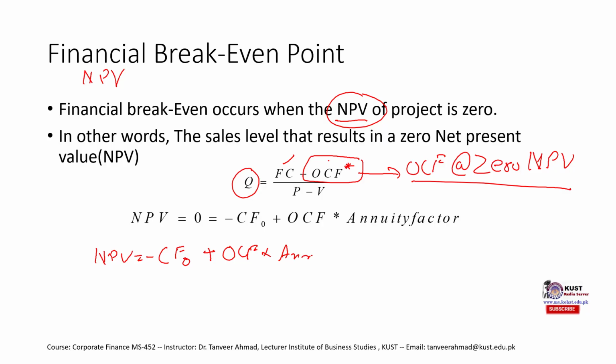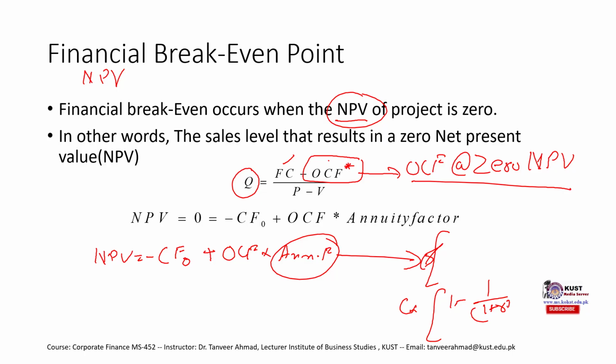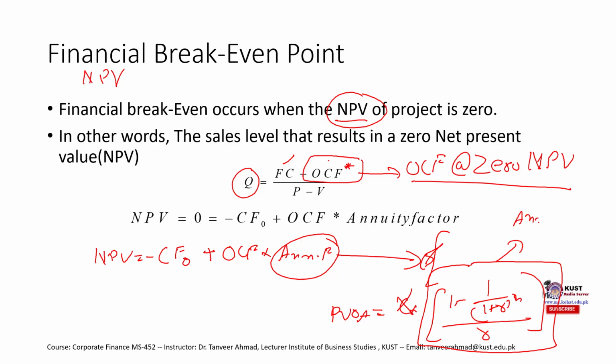This annuity factor is nothing but, if you remember the annuity concept and the formula to find the present value of annuity, which was C into 1 minus 1 divided by 1 plus R raised to power N, divided by R. This was the formula to find present value of ordinary annuity. So this part of the formula, excluding the C, is called the present value annuity factor. So we just need to calculate this part, right?